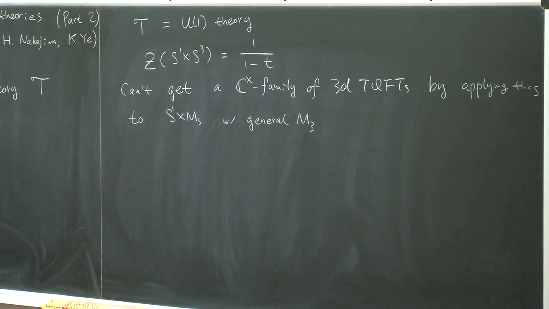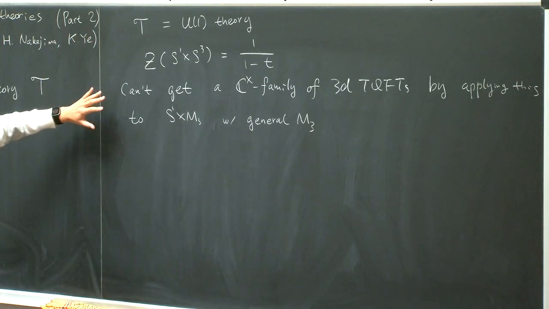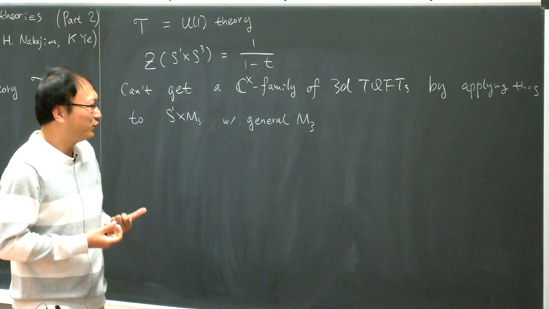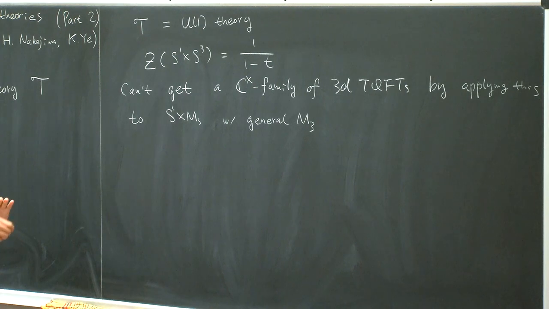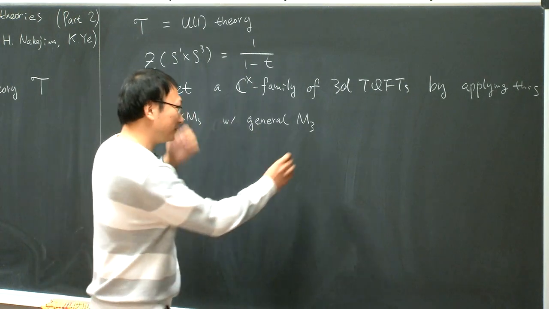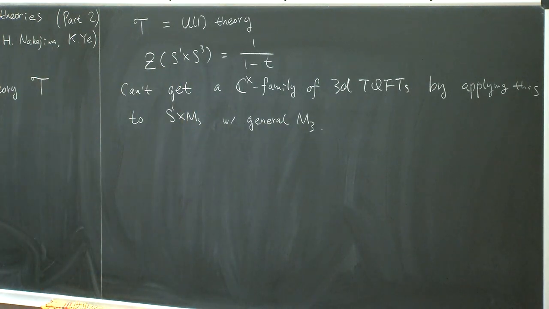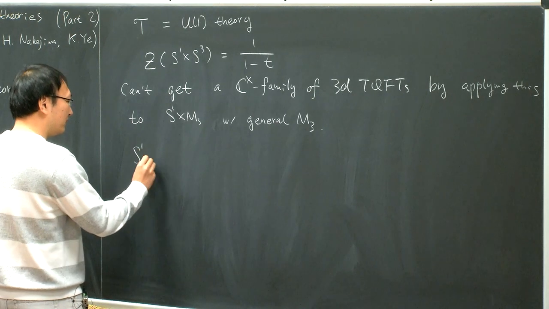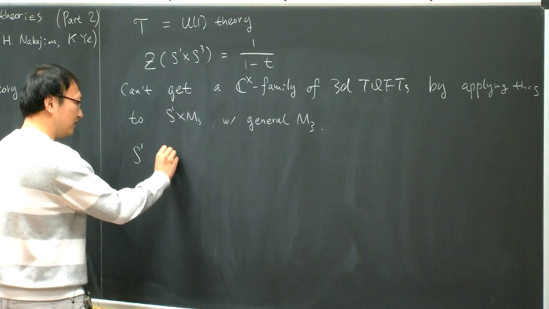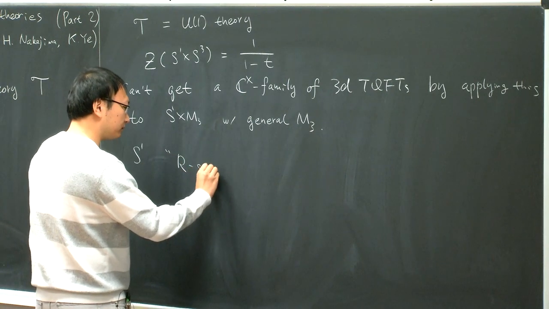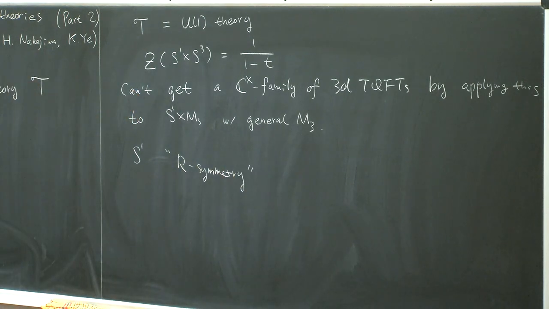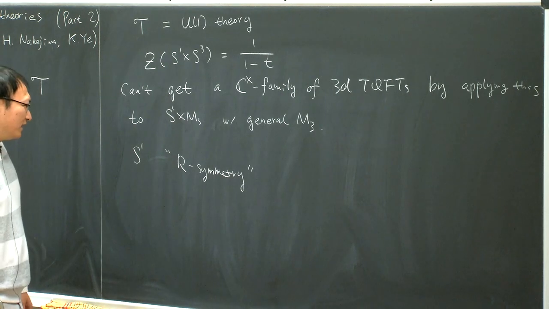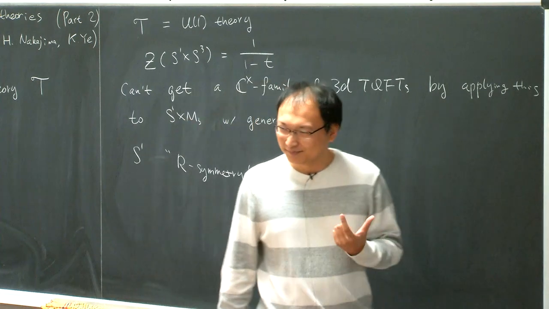So from the point of view of 3D TQFT, one should expect this because 3D TQFTs are rigid, and there is nothing such as a C-star family of TQFTs that are not constant. And you also expect this from physics, because here you are using this S1 action, and S1 is known as an R symmetry. In the physics literature, and in general, it's not a good idea to use an R symmetry.